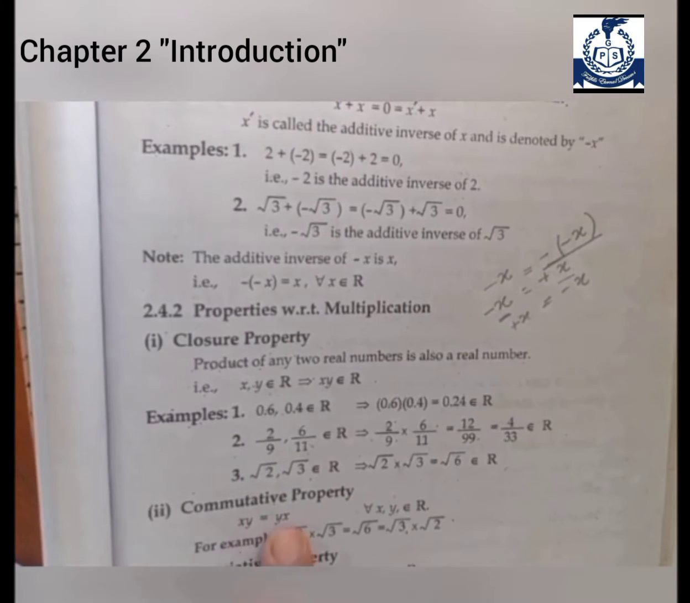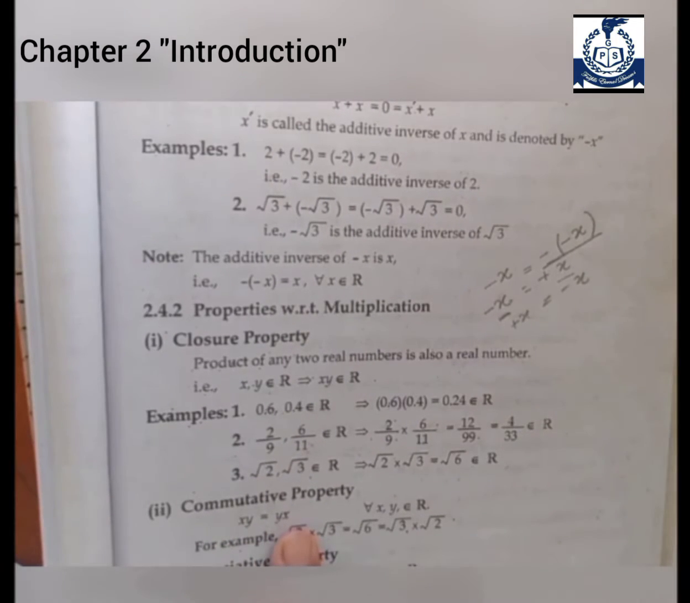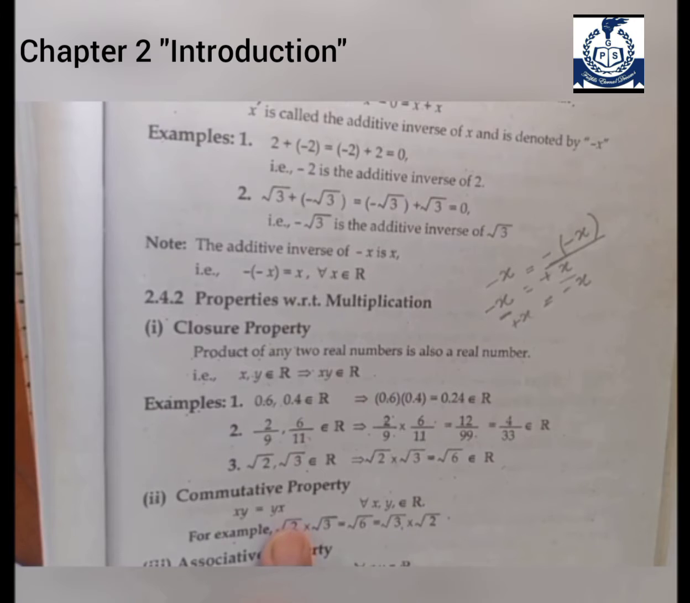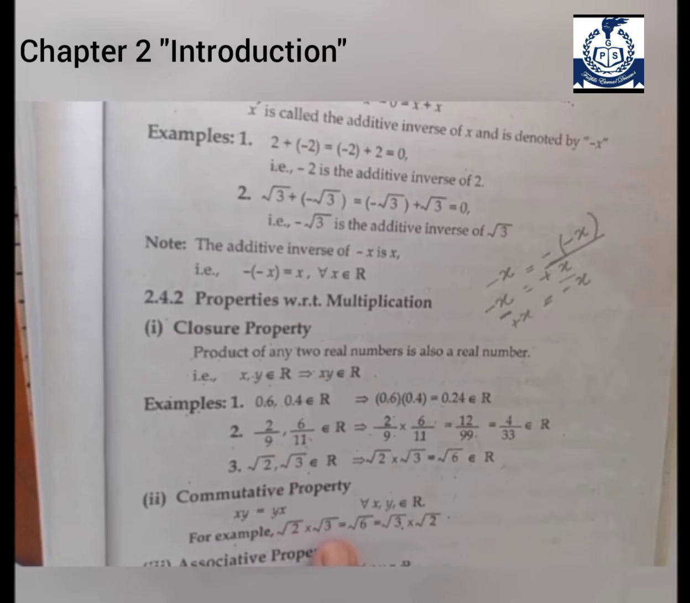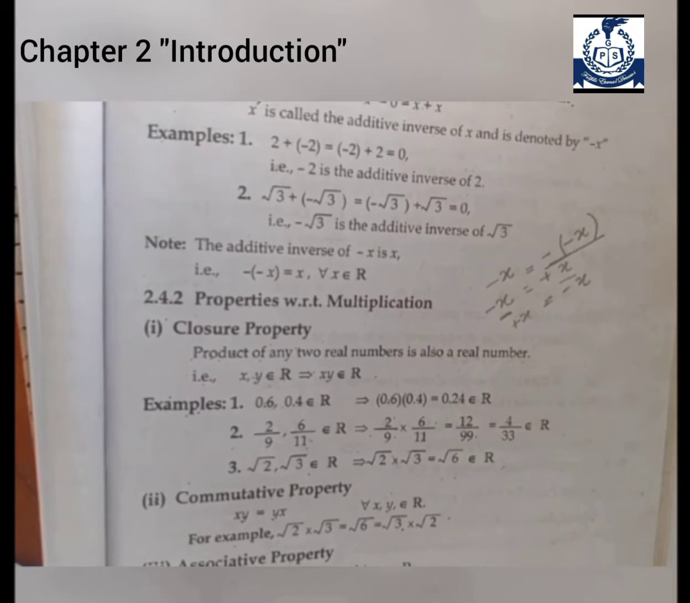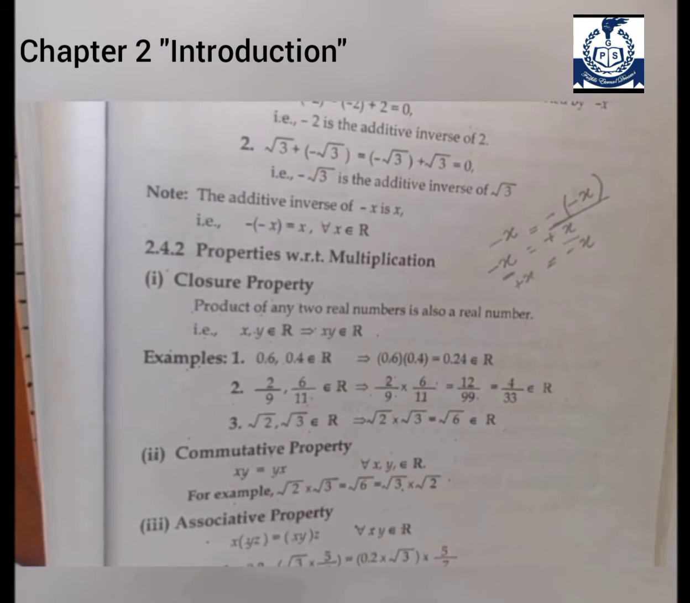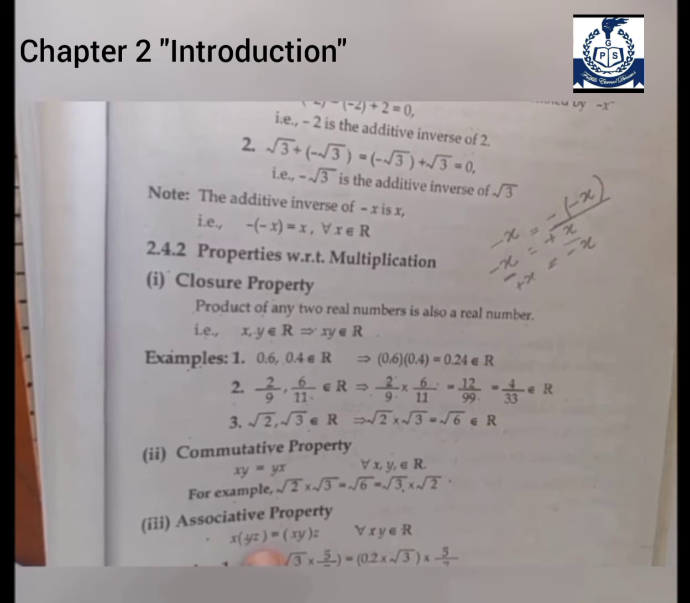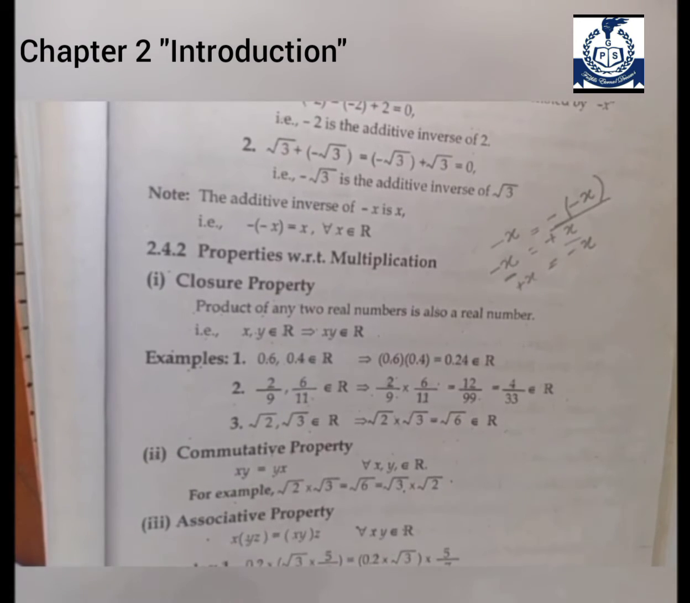These are examples. Commutative property. X multiplied by y is equal to y multiplied by x. We have two values, x and y. If we multiply x by y, or if we multiply y by x, in both conditions we get the same answer. Example, root 2 multiplied by root 3 gives the answer root 6, or if we multiply root 3 by root 2, we get the same answer, root 6.